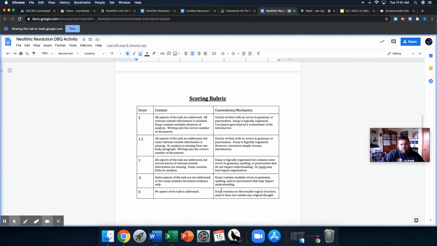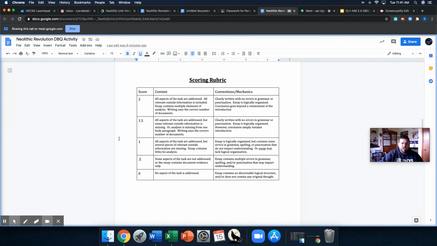How is it going to be graded? Now, I told you guys that I'm going to share with you the rubric for each individual writing assignment. So for this writing assignment, this is what we will use. There's a score of 0 to 2, and there's 2 different aspects. There's content and there's convention. So let's take them one at a time.